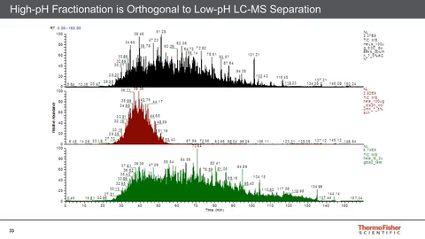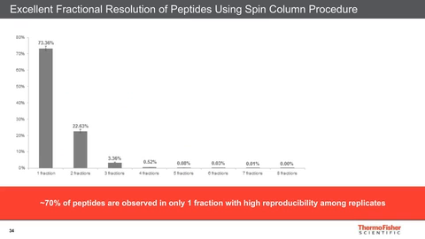The orthogonality of the high pH fractionation can be observed in the chromatogram shown here. The top chromatogram is an LCMS chromatogram of an unfractionated HeLa cell protein digest. The middle chromatogram is a low pH acetonitrile fraction run on the same column. And then the bottom chromatogram is a high pH acetonitrile fraction processed using the high pH reverse phase spin kit.